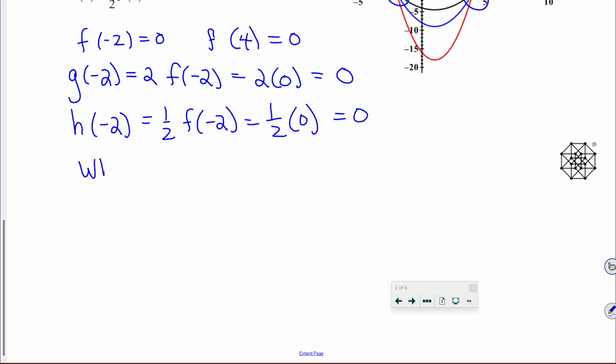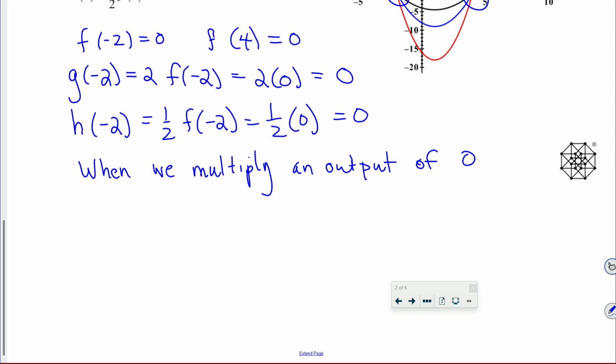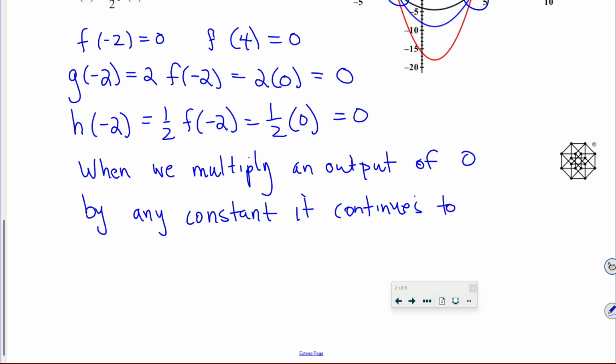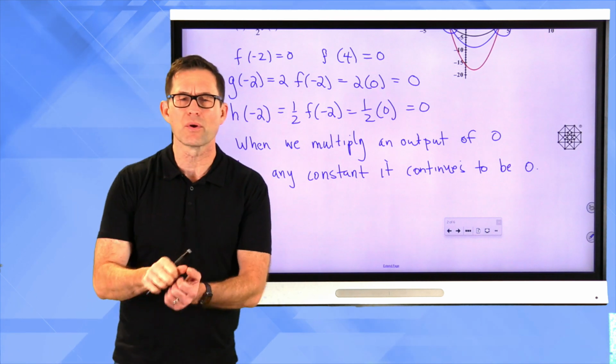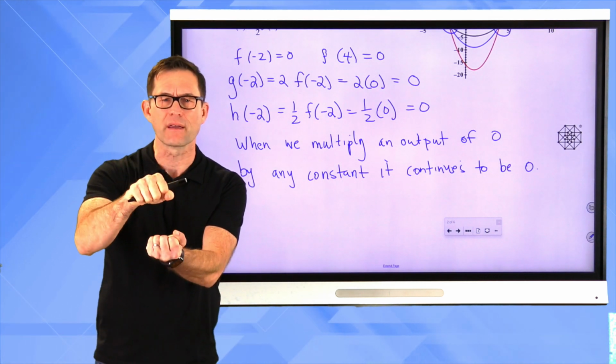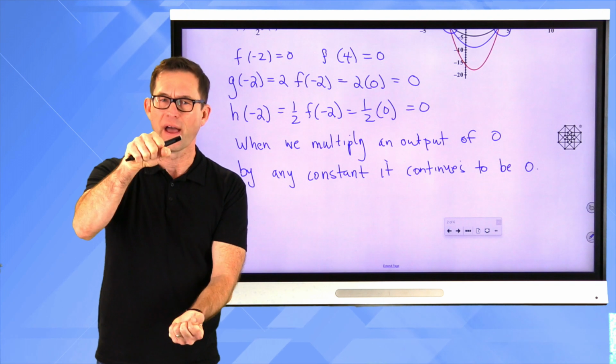So when we multiply an output of 0 by any constant, it continues to be 0.